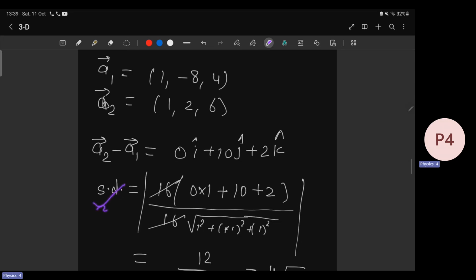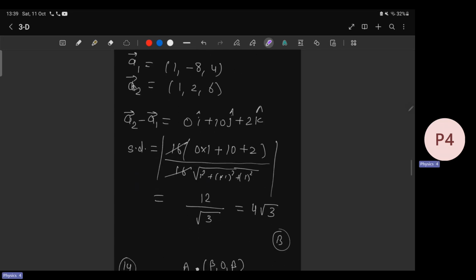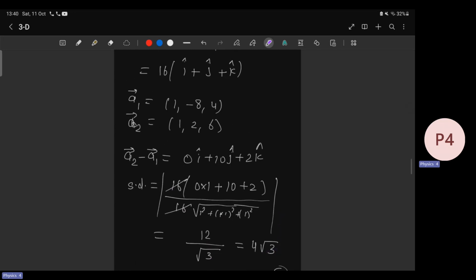Shortest distance between these two lines, just put these values in this formula. Now A2 minus A1 dot B1 cross B2: this is 16 times (0 plus 10 plus 2) upon 16 under root 3. So the answer is 12 upon root 3, so 4 root 3 is the final answer. All right. So mark this question, very important.